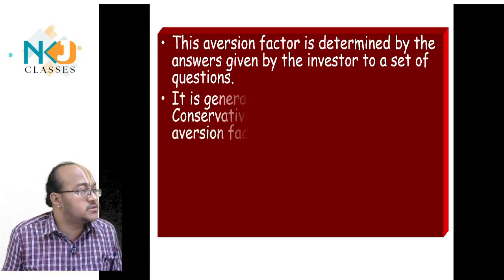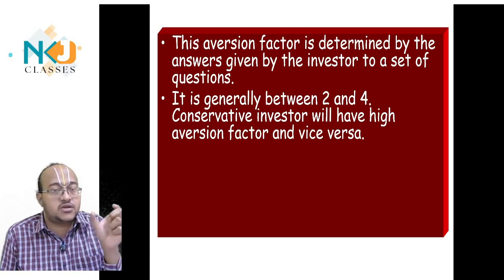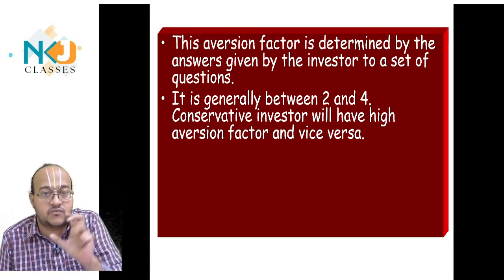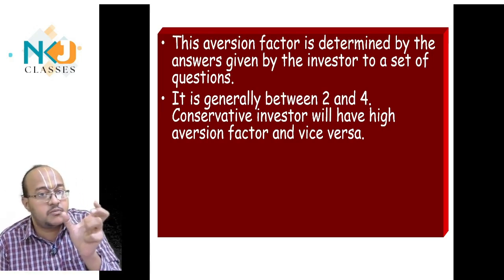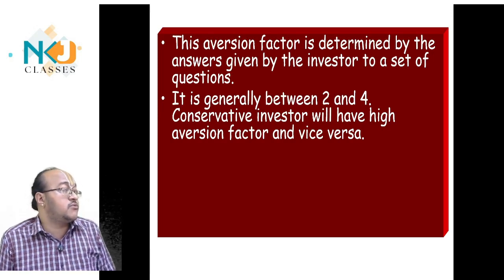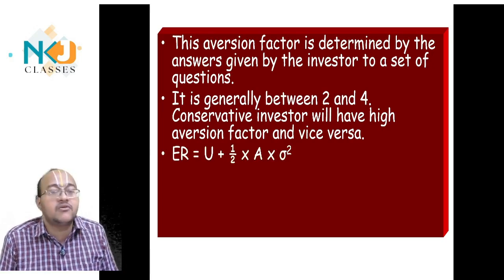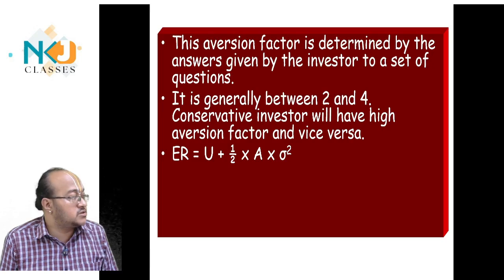All these are there. So it is generally between 2 and 4. This risk aversion number will be between 2 and 4, just like correlation is between -1 and 1. Here risk aversion will be 2 to 4. A conservative investor will have a high aversion factor, and vice versa, which means an aggressive investor will have a lower aversion factor.